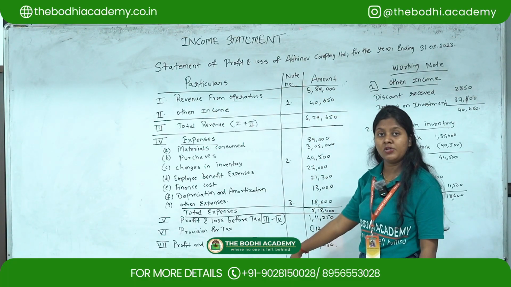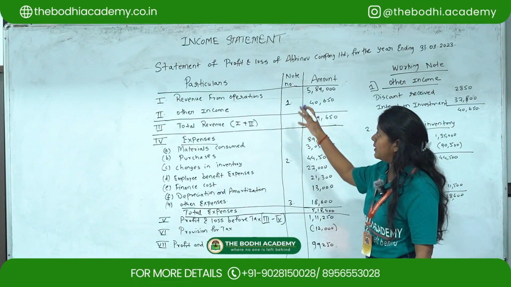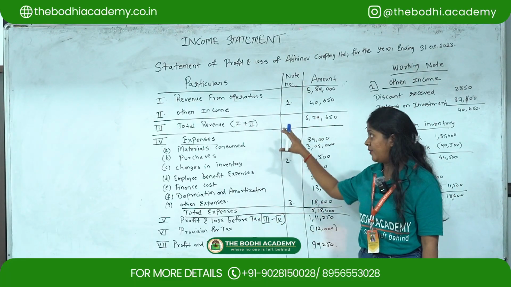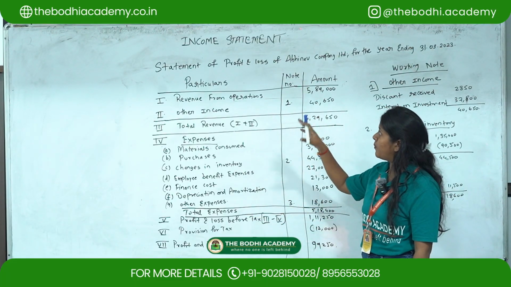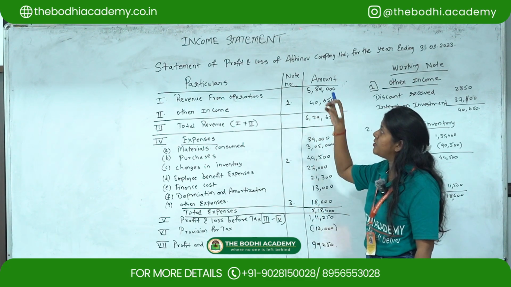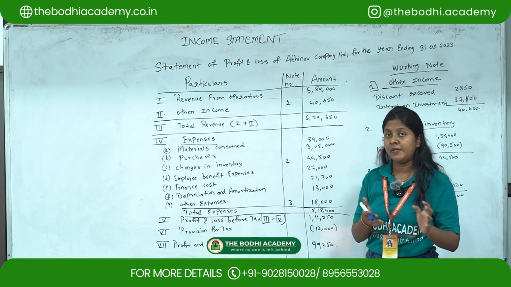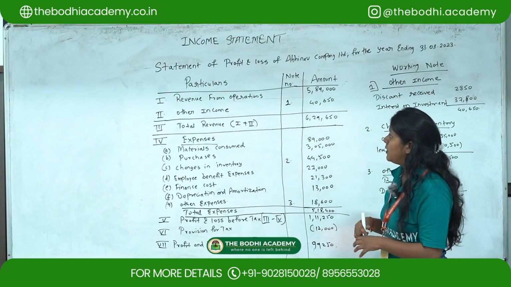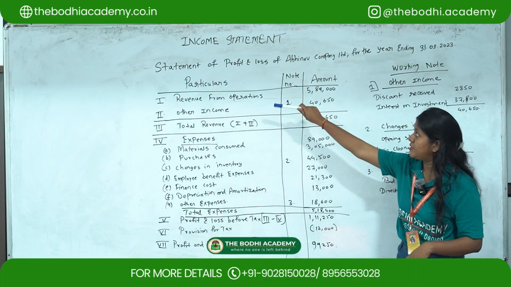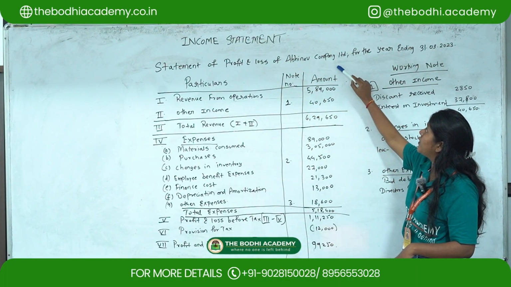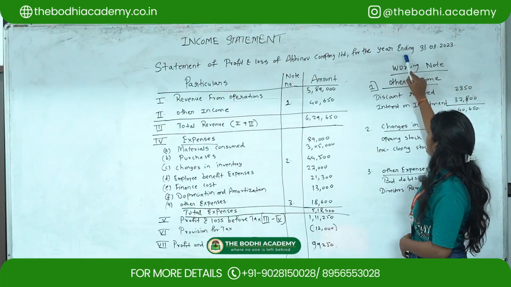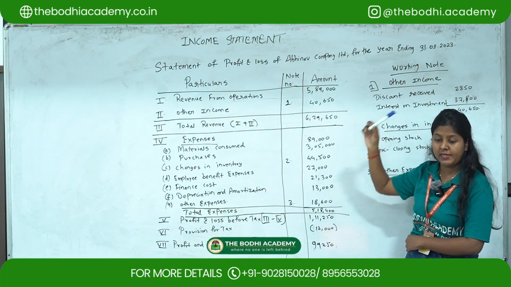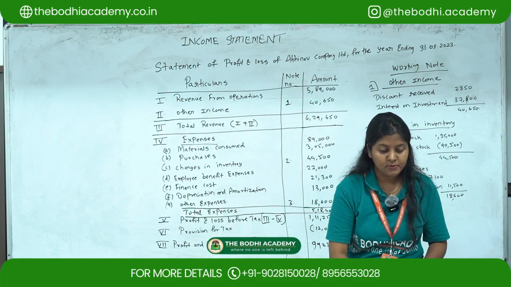So here in this question, while you are solving, you will get either profit or loss. Okay, because here you are just showing a statement that the company has incurred during so and so time. So the first step is you have to write down the statement of profit and loss of Abhinav Company Limited for the year ending 31st March 2023. So we'll start with the question.